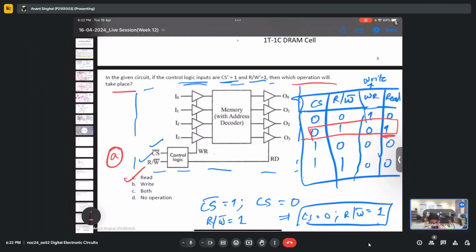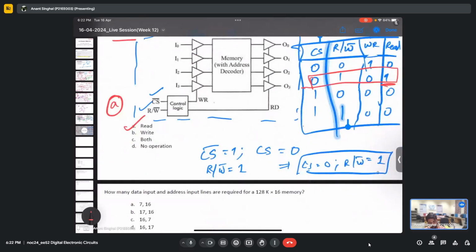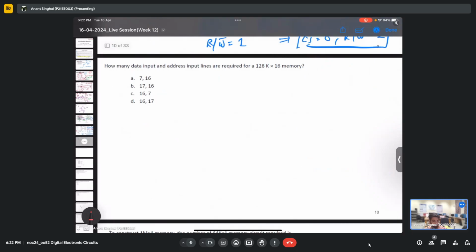I hope it is clear, because it is again more of a theoretical part. So let's move forward now. If it is not clear, you can type in the chat box also.